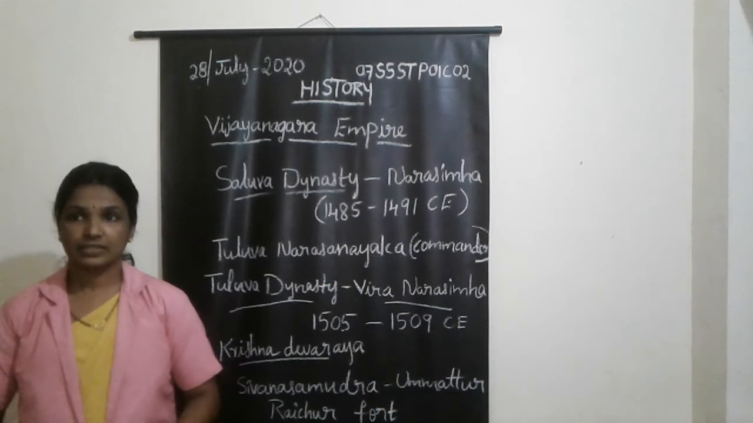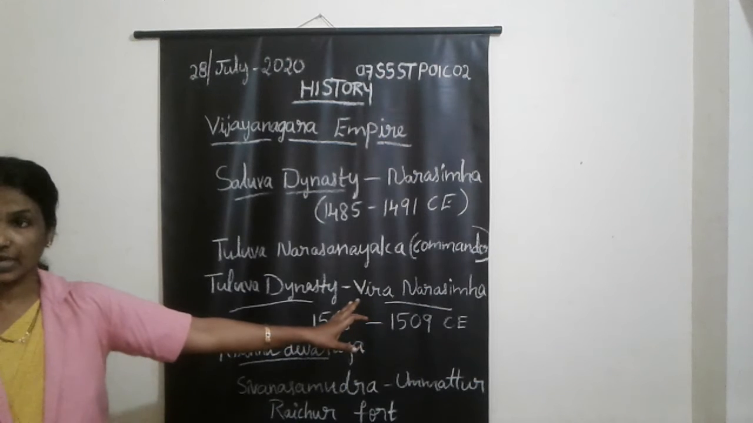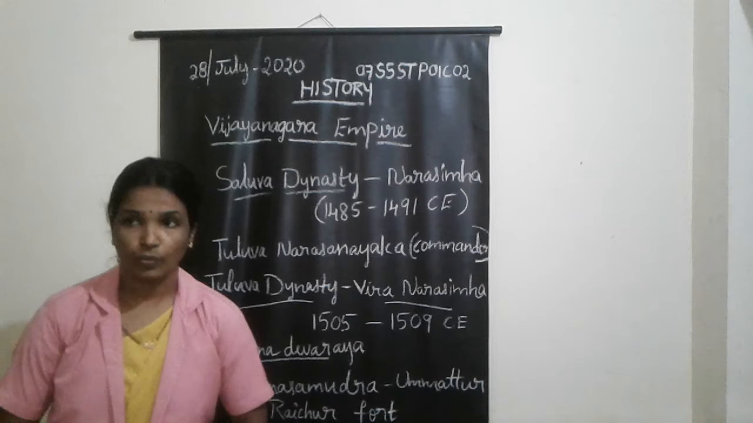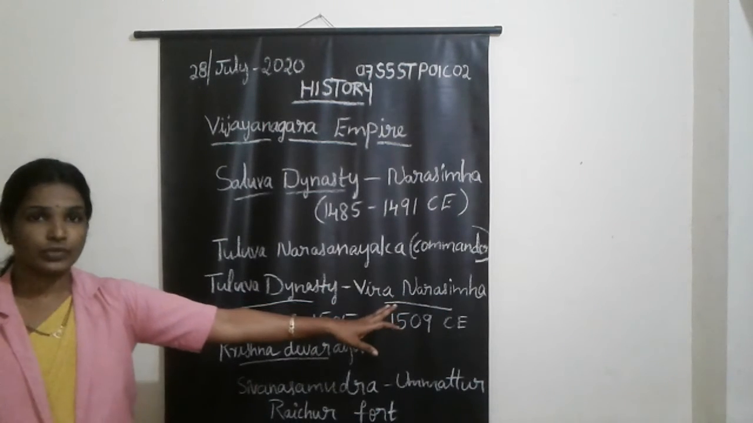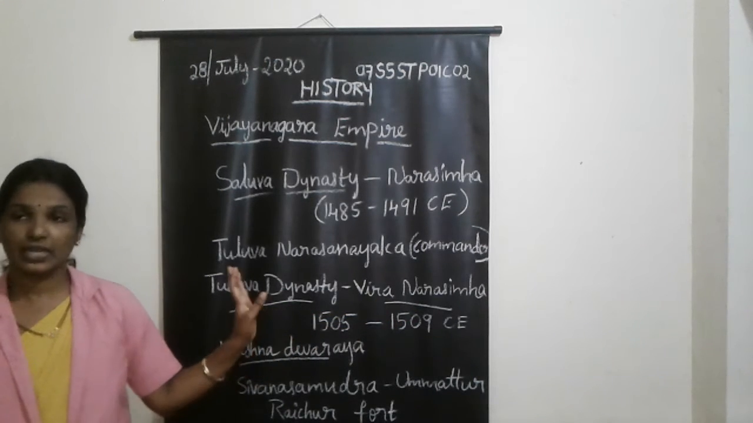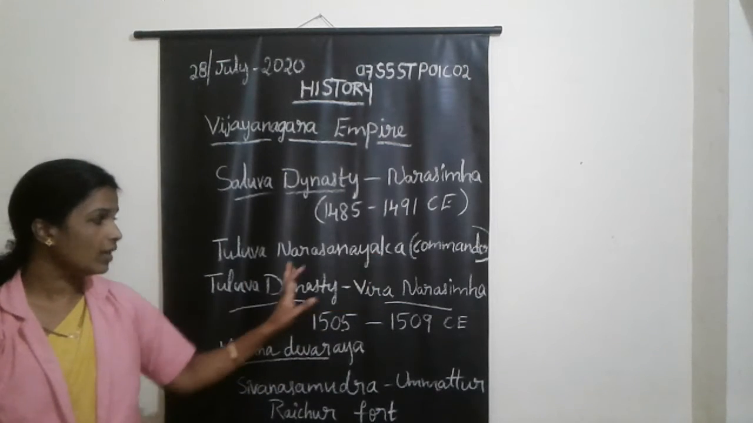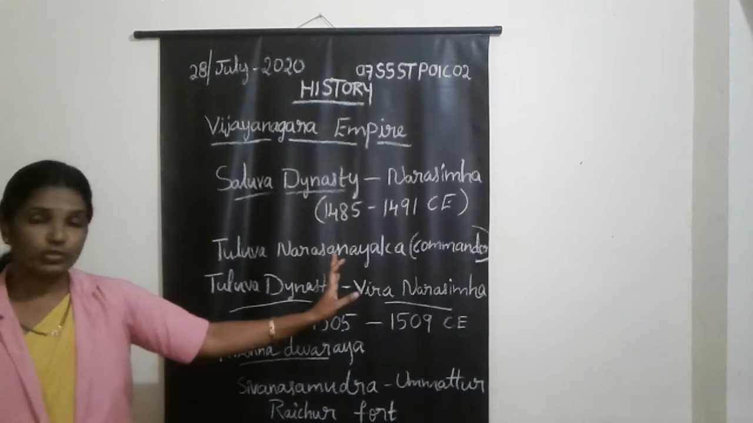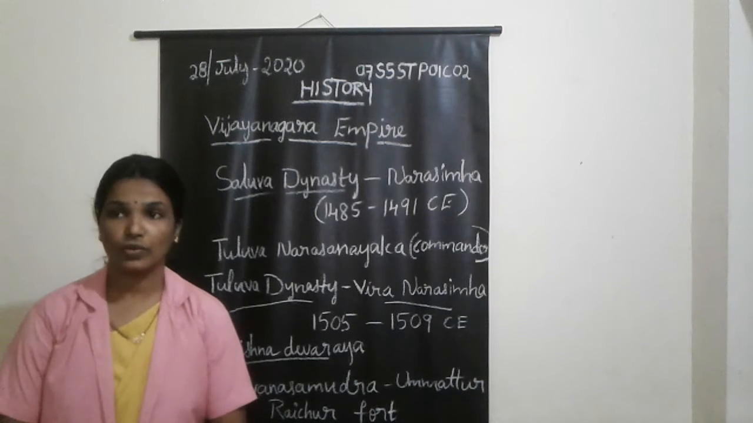Let us see how the Tuluva dynasty came to power in Vijayanagara Empire. Veera Narasimha came to power. He founded Tuluva dynasty. He was the son of Tuluva Narasanayaka. Veera Narasimha founded Tuluva dynasty.